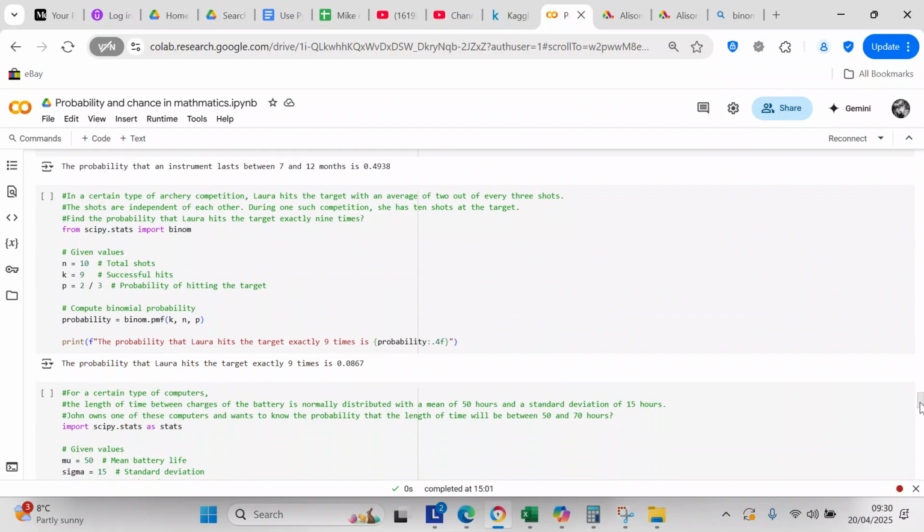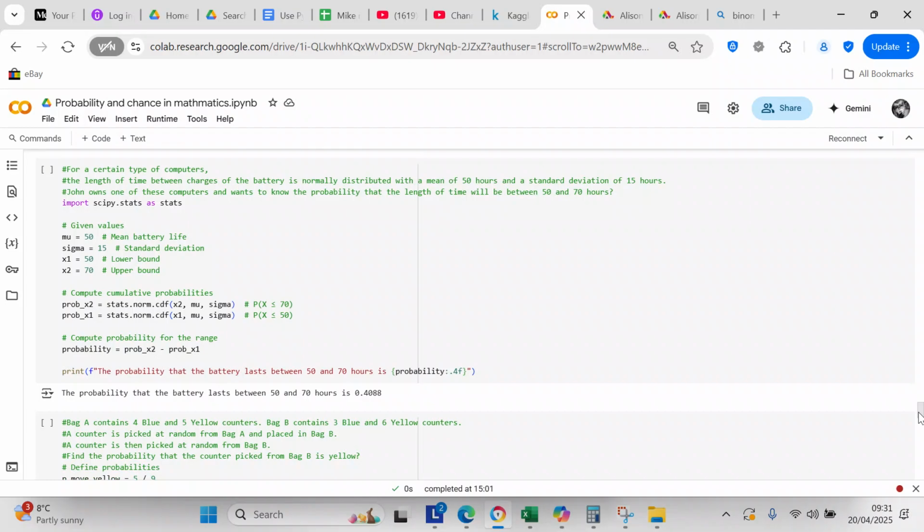So we're going to use the Python scientific library SciPy. So from scipy.stats, import binom. So we have our given values. The number of shots, n, is 10. The successful hits, k, is 9. And the probability of hitting the target, p, is 2 divided by 3. So we're going to compute the binomial probability. Probability equals binom.pmf, that's the probability mass function, (k, n, p). And the answer is 0.867.